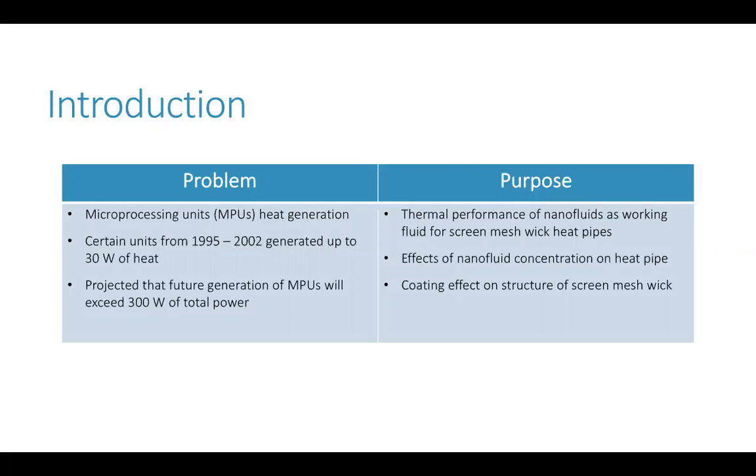So what people have been using is heat pipes to try to create a substantial cooling effect on the MPUs. The article that we looked at studied the thermal performance of screen mesh wick heat pipes when using different nanofluids as a working fluid. They also took a look at the effects of the nanofluid concentration on the heat pipe performance, and also how the nanofluid affected the structure of the screen mesh wick.